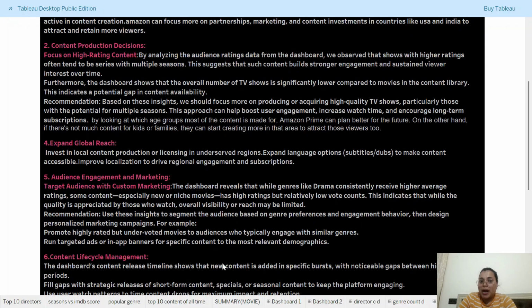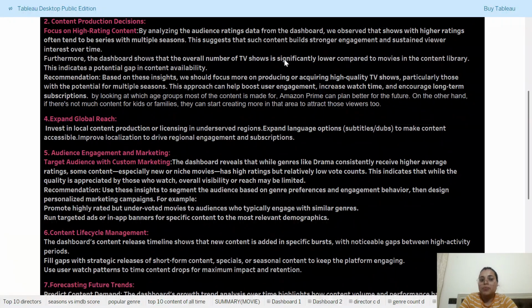Audience engagement and marketing. The dashboard reveals some genres like drama consistently receiving higher average ratings, and some content, especially new or niche movies, right? So use these insights to segment the audience based on genre preference and engagement behavior. Then design personalized marketing campaigns. We can promote highly rated but undervoted movies to audiences who typically engage with similar genres, right?